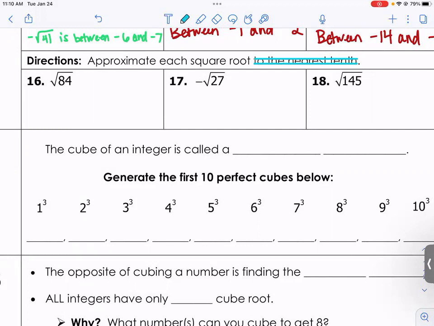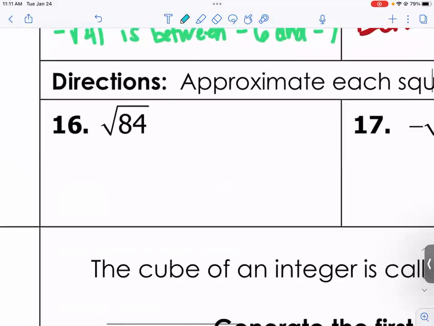What's 9 squared? Look at your chart. Okay. What's 10 squared? Is 84 closer to 81 or 100? Okay. So the square root of 84 is going to be closest to 9.